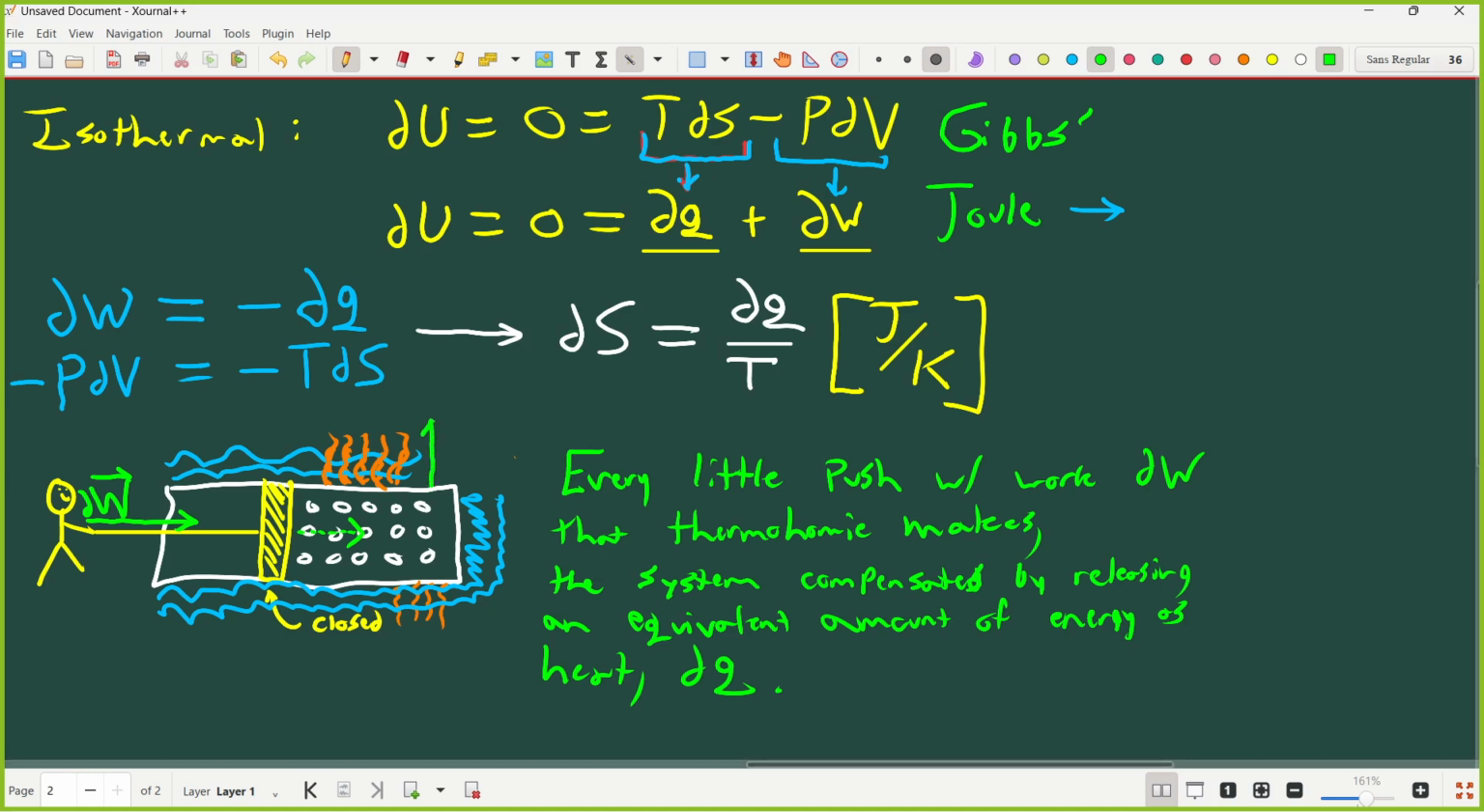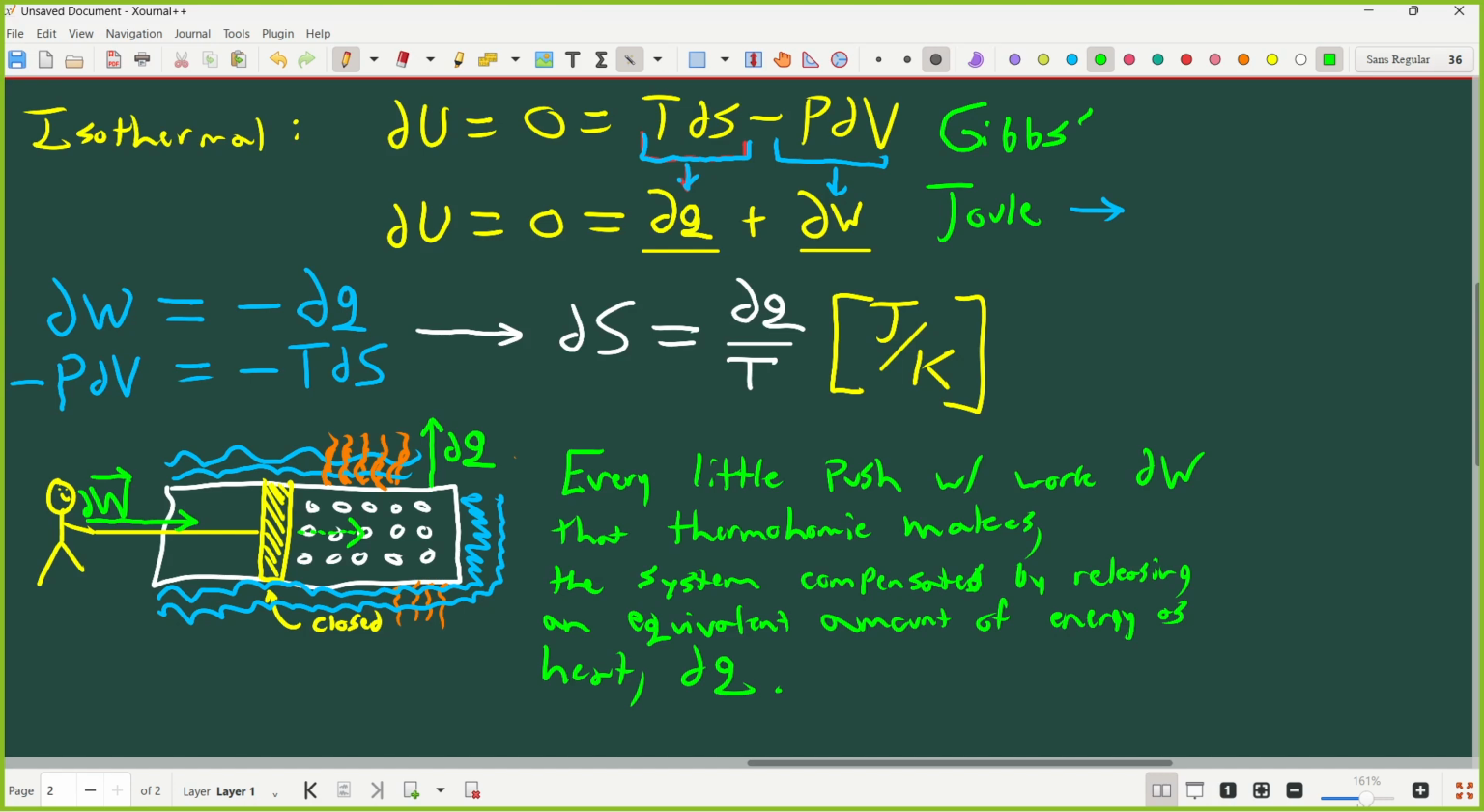So I'll do it like this, dQ. Okay. So the system, right, that's how it maintains thermal equilibrium and keeps the temperature constant. For every bit of energy you put in, it releases an equivalent amount of heat to compensate. And the opposite happens when you expand.